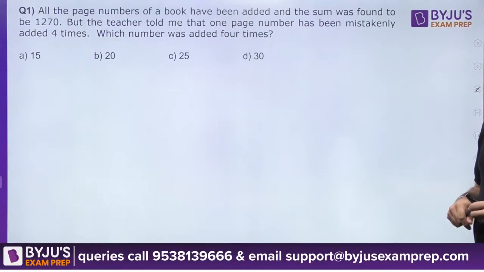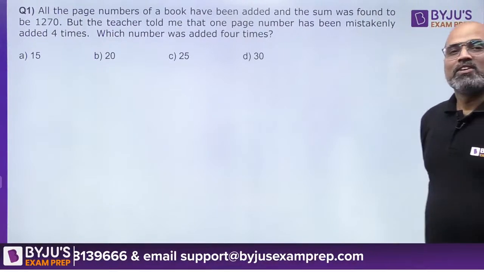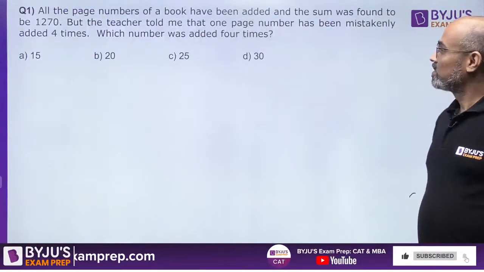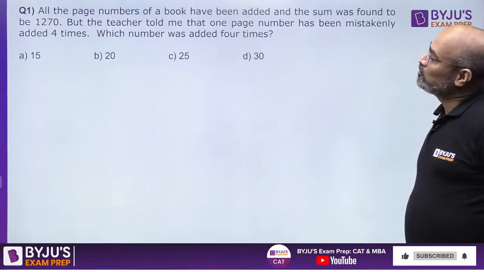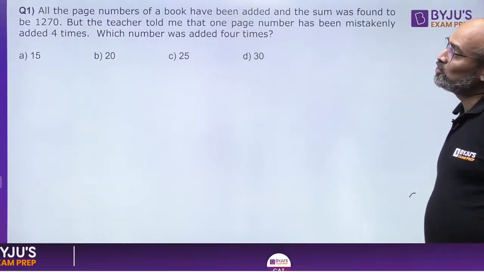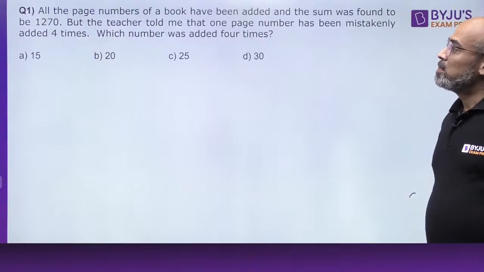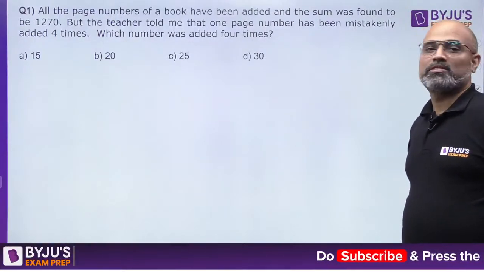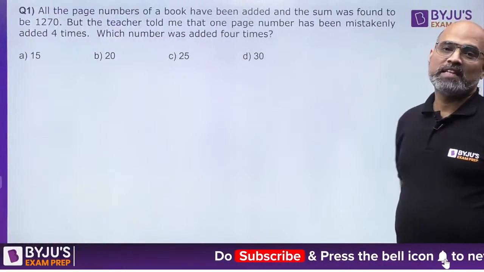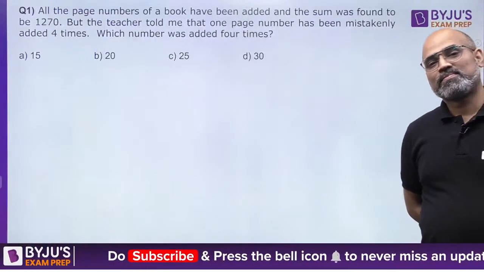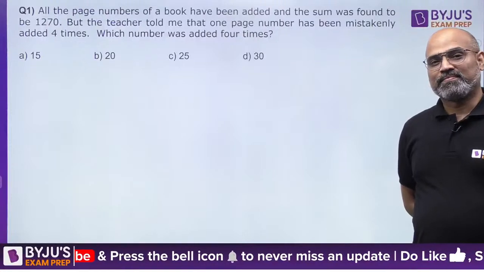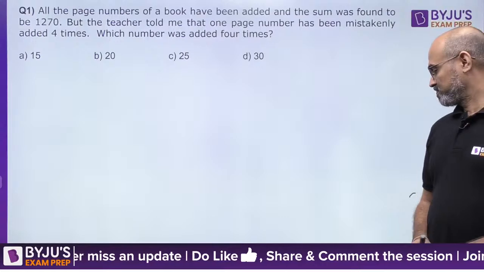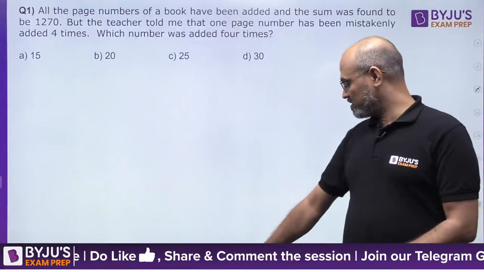So, how will we deal with this question? All the page numbers of the book have been added and the sum was found to be 1270. But the teacher told me that one page number has been mistakenly added 4 times. So, which number was added 4 times? I'll give you guys 30 seconds.